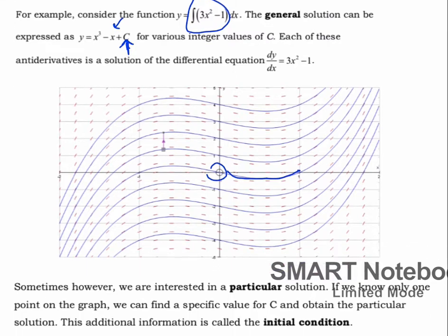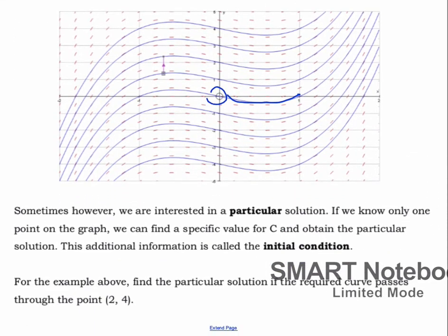We call the answer with the plus c the general solution. If you know which curve it is or what the c value is, it's called a particular solution.